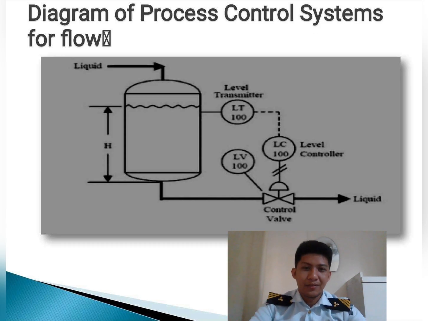Okay, so next we have the diagram of process control systems for flow. Here you can see a liquid flowing in the tank. Then there is the level transmitter which acts as the flow meter. It senses the amount of flow passing through the tank, then sends the information to the level controller which acts as the process controller, then sends the feedback to the control valve which adjusts the flow rate to the desired variable, then going to the output which is this liquid side.